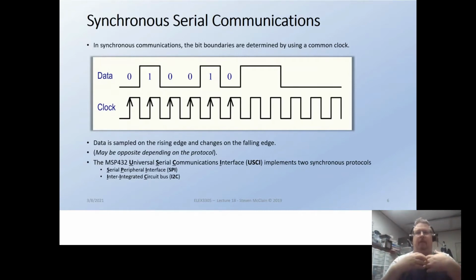The receiver is actually receiving the clock as well as the data. And so it can say, okay, when I see the line go high, that's when I'm going to look, and it's perfectly synchronized. We're synchronous.